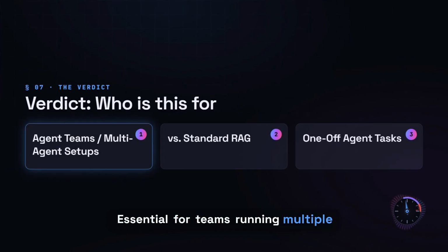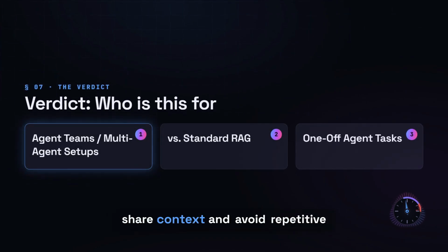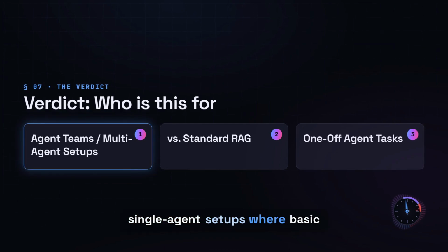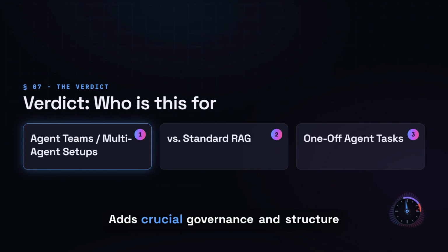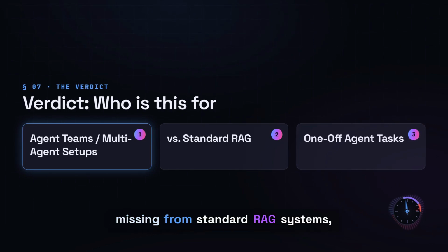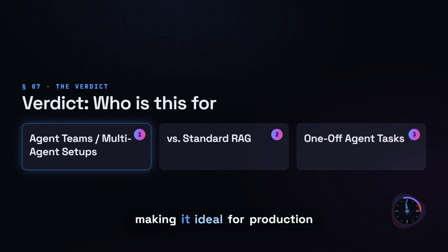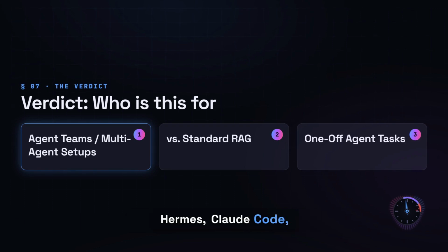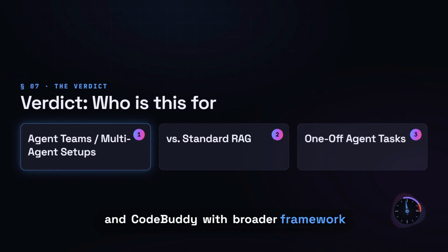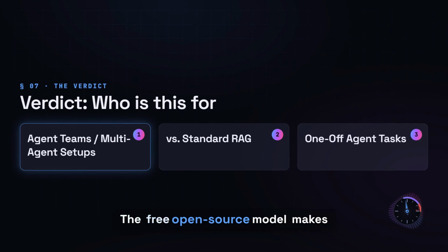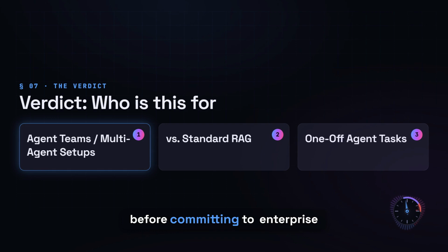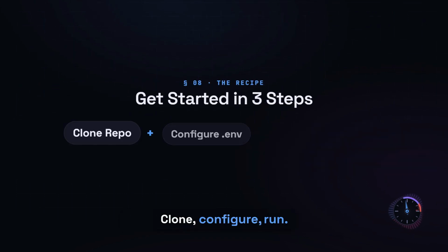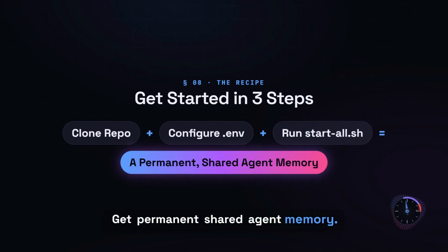Essential for teams running multiple AI agents that need to share context and avoid repetitive work. Overkill for one-off tasks or single-agent setups where basic conversation history suffices. Adds crucial governance and structure missing from standard RAG systems, making it ideal for production environments. Currently supports OpenClaw, Hermes, Claude Code, and CodeBuddy, with broader framework support on the roadmap. The free open source model makes it accessible for experimentation before committing to enterprise deployment. Clone, configure, run, get permanent shared agent memory, free and open source.